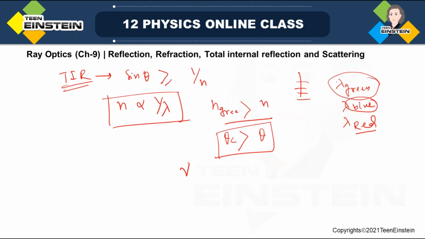So the frequency of light which has lesser frequency, suppose red. The frequency of red is lesser than green. That means green light has greater frequency, that means green has lesser wavelength than red. So in this case, what will happen? What will happen?